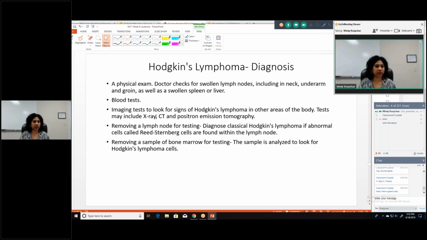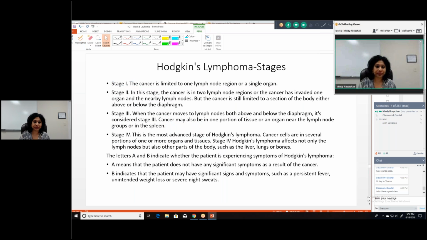So what do we do? We do a physical exam, always a physical exam, blood testing, imaging again, and we're going to remove the lymph node for testing. So we're going to biopsy, see what's going on, and then remove a sample for bone marrow testing. So we're looking at the sample for Hodgkin's lymphoma cells.